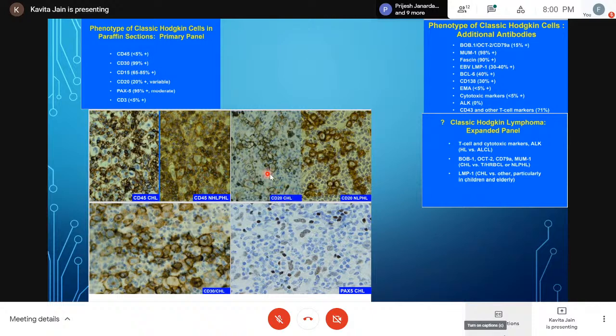CD20 is showing just a mild aberrant expression. This is all negative. However, they are very strongly positive for CD20 in NLPHL. CD30, of course, in classical Hodgkin's. And this is the characteristic PAX5.